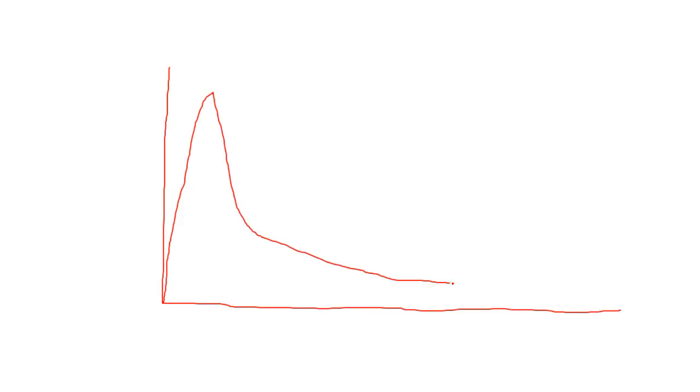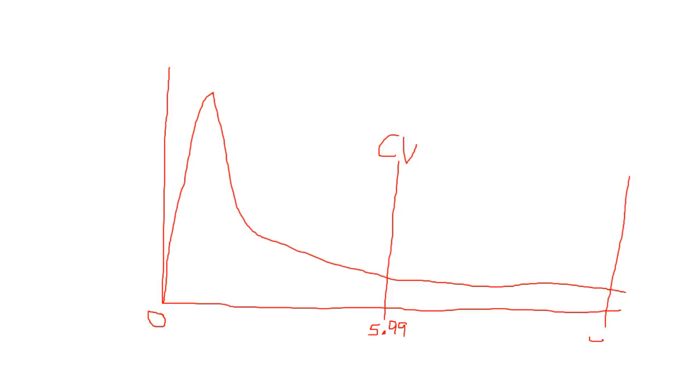So again, we have chi-square, that's 0. 5.99 is our critical value. We're all the way out here at 47. This is the rejection region. Okay? Easy, huh? Easy.